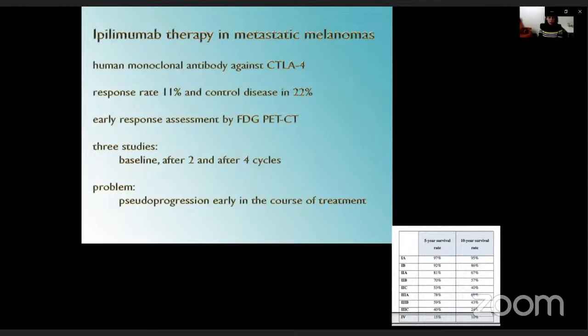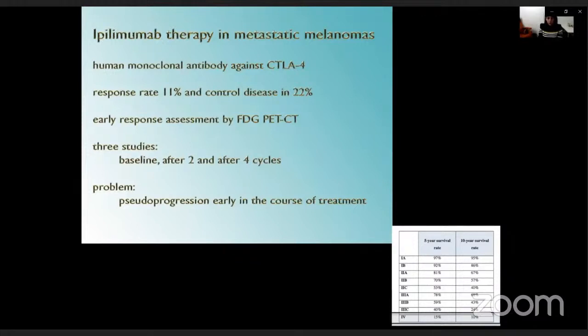We did 3 studies: a baseline study prior to onset of immunotherapy, then a follow-up study after the completion of 2 cycles of ipilimumab, and a third study after the completion of 4 cycles of ipilimumab. The key question at that time was if the early follow-up after 2 cycles was predictive as compared with the late follow-up after the 4 cycles, because 4 cycles was the maximum dose for the patients at that time.